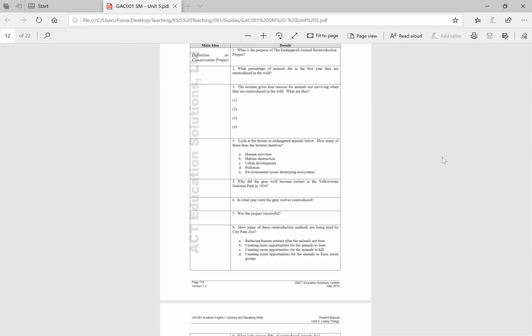Okay, so we would have been able to hear the percentage of animals. If we're listening out for a percentage, we know that we're listening for a number. Hopefully you got the answer, which is over 70%.